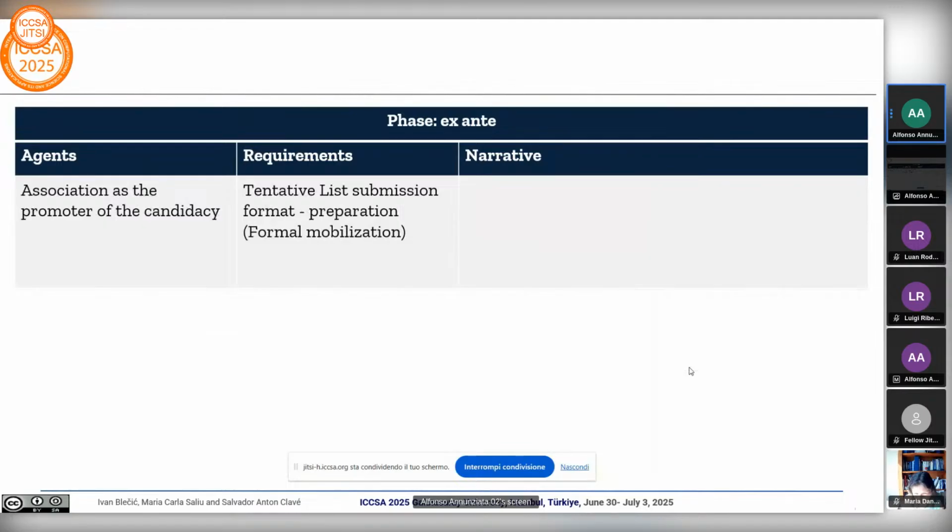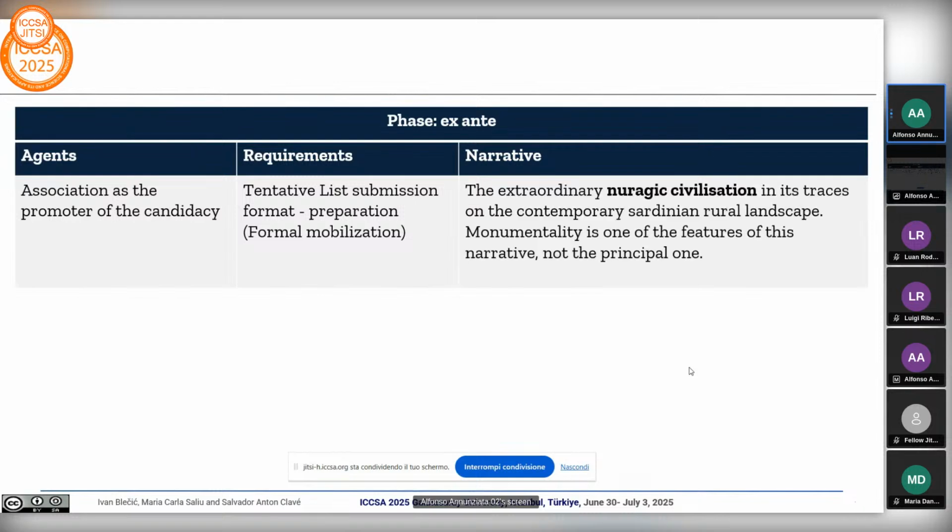create the first formalization of an association, which was with people that were in their surroundings. And this association was the official promoter of the candidacy process. With the association started the work of preparation of the formal tentative list submission. We are in a phase of formal mobilization at the local level. The narrative was quite the same as in the previous slide I was showing. But in that moment, they started to involve the other agents in this process.